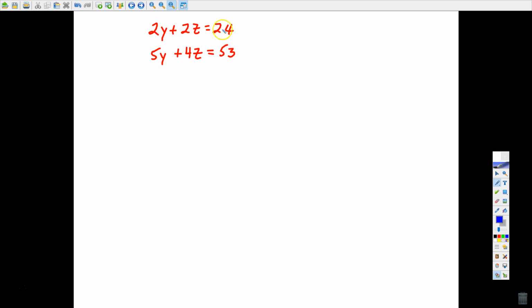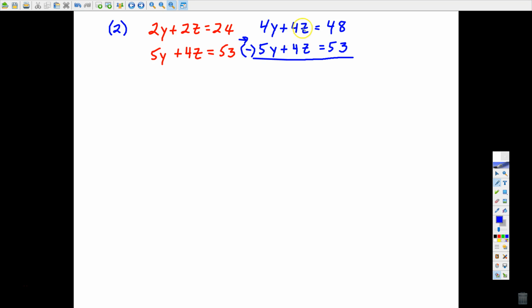I would just need to multiply the top equation, and you could do 2 or negative 2. I'm just going to do 2 and then subtract. So multiplying by 2 across the top, I'm going to get 4y plus 4z is 48, and I'm not doing anything to the bottom equation. And subtraction of these 2 equations will eliminate z. 4 minus 5 is negative 1y. 48 minus 53 is negative 5. So positive y is equal to positive 5.